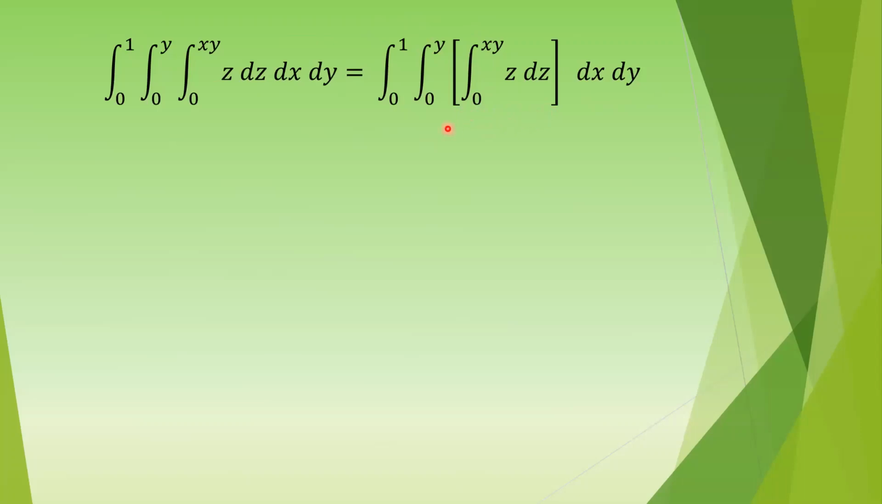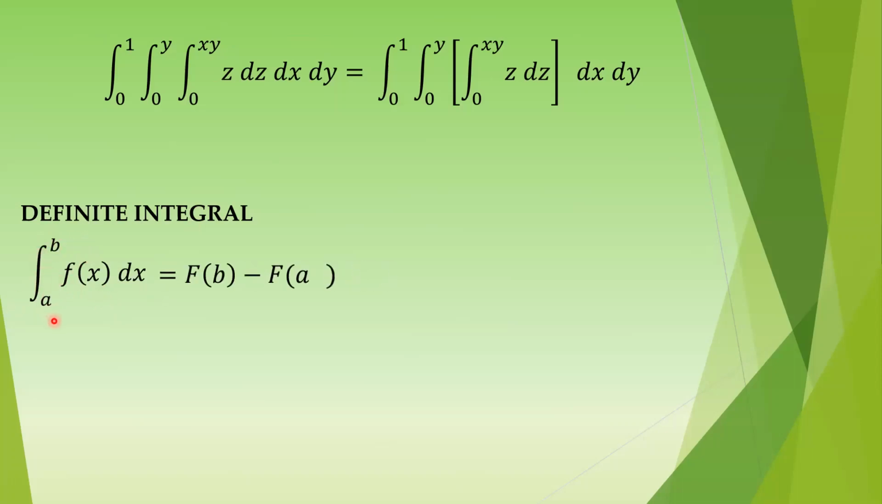Bago yan, review muna tayo ng definite integral. Sige. Doon tayo sa definite integral. So, paano ginagawa dito? Meron tayong integral ng f of x dx from a to b. Definite yan kasi meron na tayong limit. So, equal na yan sa F of b minus F of a, where b is called the upper limit and a is your lower limit.